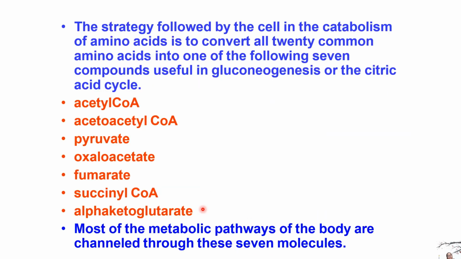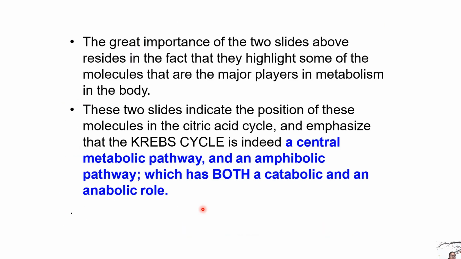So, the strategy followed by the cell in the catabolism of amino acids is to convert all 20 common amino acids into one of the following 7 compounds useful in gluconeogenesis or the citric acid cycle: acetyl-CoA, acetoacetyl-CoA, pyruvate, oxaloacetate, fumarate, succinyl-CoA, alpha-ketoglutarate. So, most of the metabolic pathways of the body are channeled through these 7 molecules.